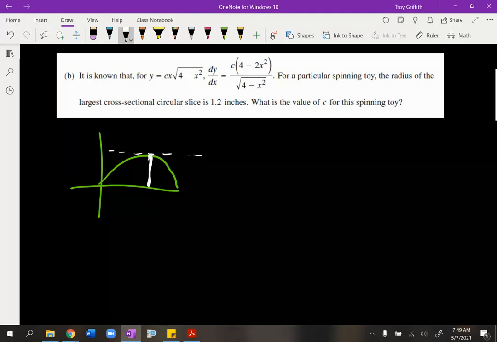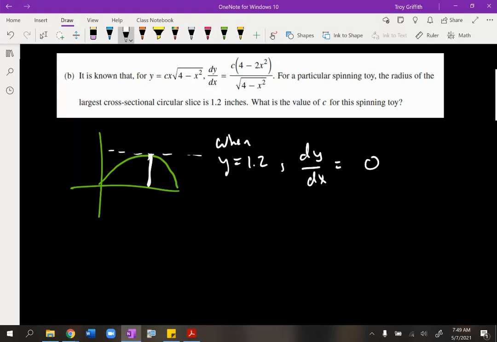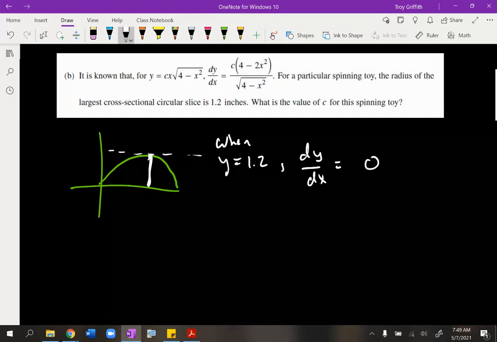And so we need to make the note that when y equals, sorry, I should say, when y equals 1.2, because that's going to be the height or the radius, dy dx is equal to 0, okay? Because the derivative of a tangent line is equal to 0.